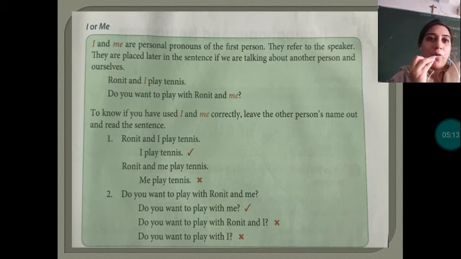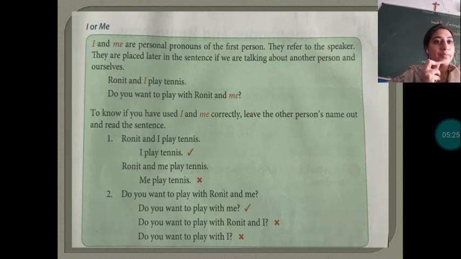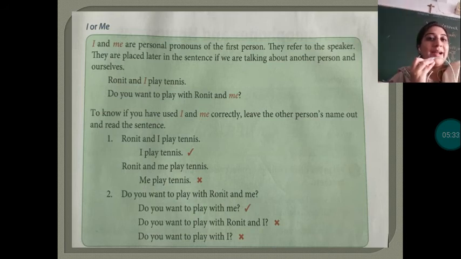If we are talking about another person and ourselves, for example, Romit and I play tennis. Do you want to play with Romit and me? So if we are talking about the other person as well as myself, we use I and me.